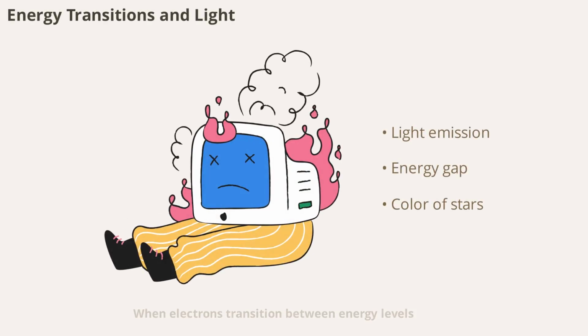In an electron's transition between energy levels, the difference in energy is released or absorbed as light. The color and wavelength of this light depend on the energy gap between the levels. This process is the basis for phenomena like neon signs, lasers, and the colors of stars. Energy transitions are a direct consequence of the quantized nature of atomic energy levels.